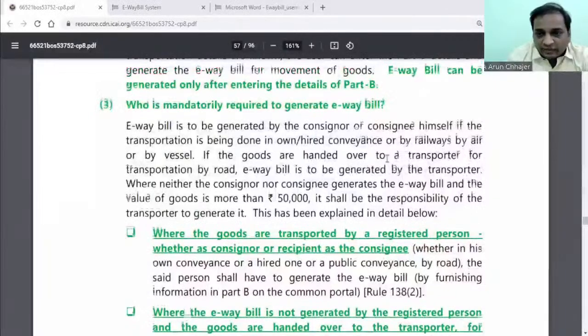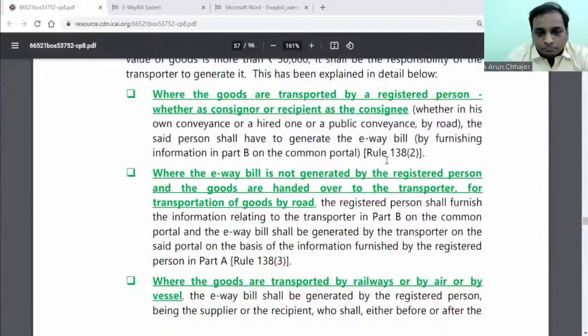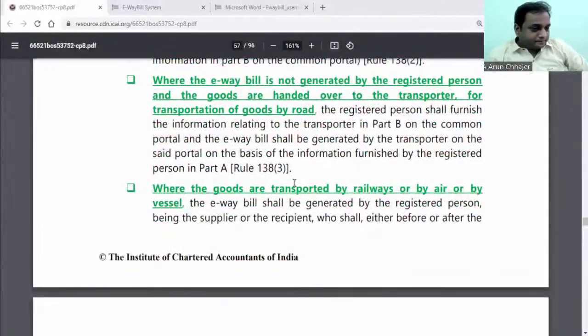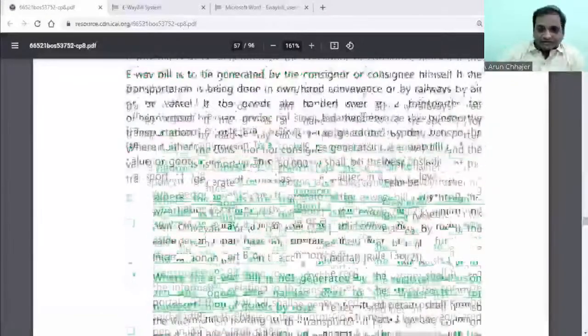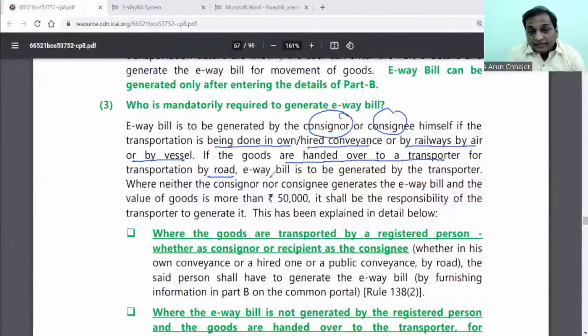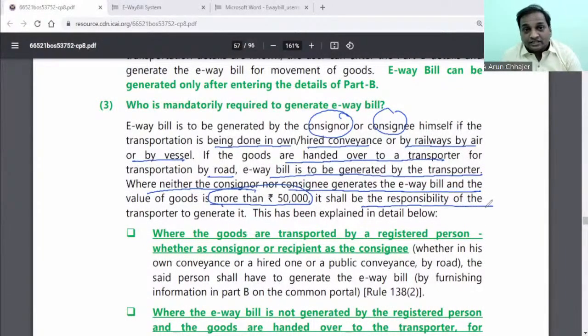Who is mandatorily required to generate the Eway bill? Now try to understand this point. Normally, the Eway bill is to be generated by the consignor or the consignee himself, where the transportation is being done in own or hired conveyance or by railway, air or vessel. If the goods are handed over to the transporter for transportation by road, the Eway bill is to be generated by the transporter. Where neither the consignor nor the consignee generates the Eway bill and the value of the goods is more than 50,000, it shall be the responsibility of the transporter to generate it.